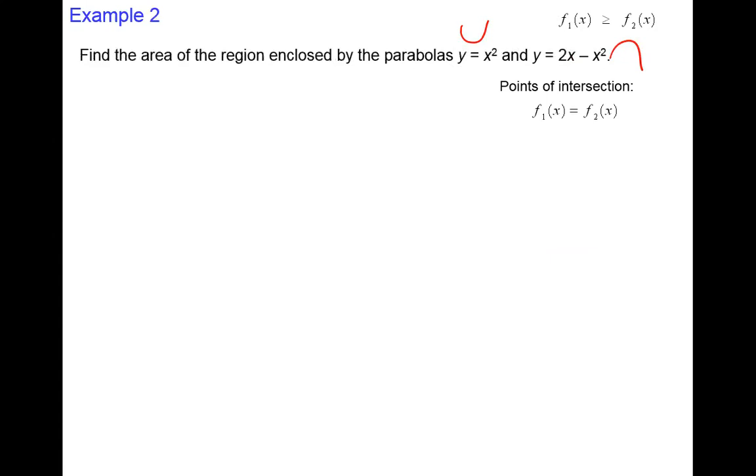Points of intersection means that one curve must be exactly the same as the second one. What are the points? x squared equals 2x minus x squared. Let's add x squared to both sides and subtract 2x. I factor out 2x as a common factor, and then x is 0 and x is 1, which means the points are (0, 0) and (1, 1).